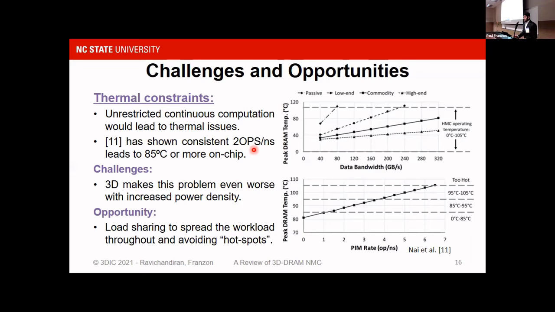So one of the opportunities that we can think of is a load sharing mechanism, which is basically moving the data away from the hotspots and trying to spread it across the entire chip. This would also be looked at from the architecture point of view rather than just from the thermal cooling point of view. This would be a huge opportunity in a sense.